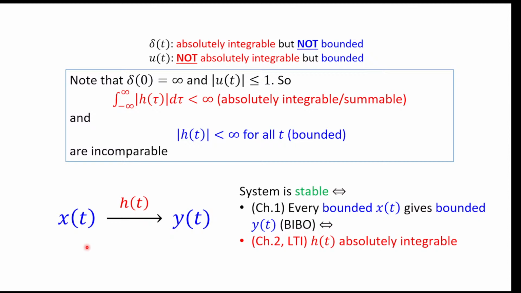Let's hopefully clear up some confusing points. First of all, once again, I want to emphasize that absolutely integrable or absolutely summable are different conditions from bounded or not bounded. And here we have two counterexamples. First we have the delta function. We see that the delta function is actually absolutely integrable, because when you integrate this function it gives you 1.